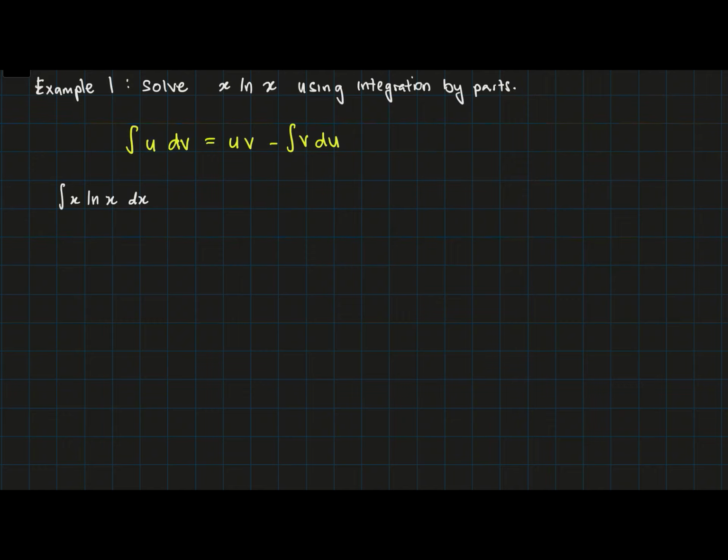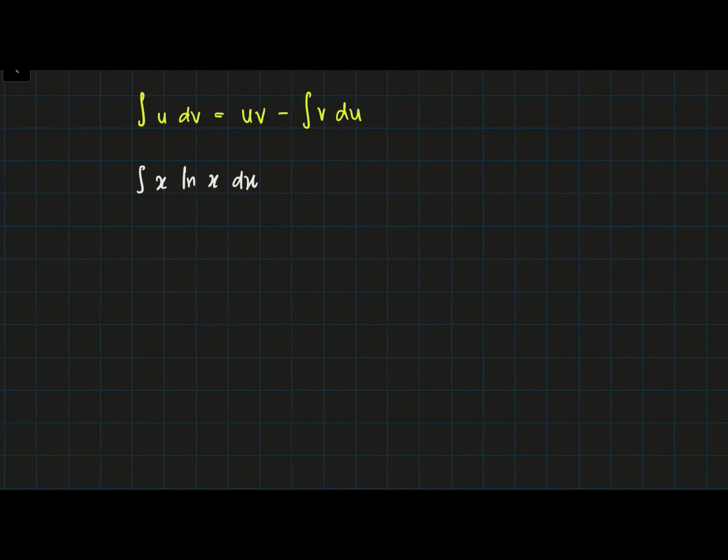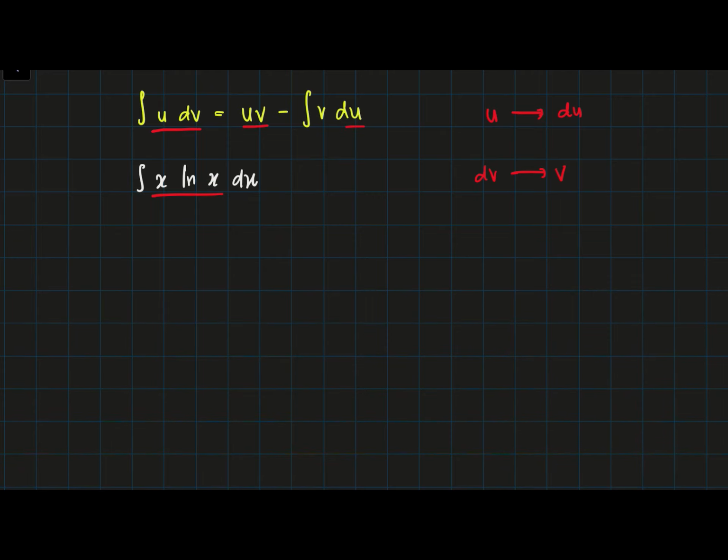The integral of u dv equals uv minus the integral of v du. The main objective is to identify u and dv and assign each to either x or ln x. When we differentiate u, we will get du. When we integrate dv, we will get v, which are the terms on the right hand side of the equation.